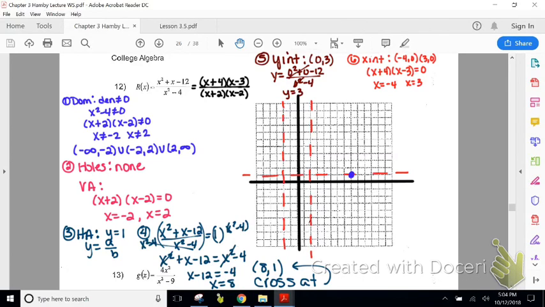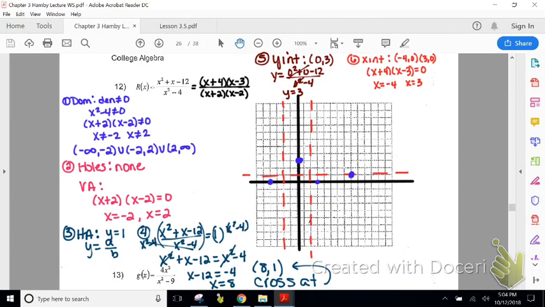What else? We have a y-intercept at 0, 3. That's a point on the graph, so I'll put it in blue. And then x-intercepts at -4 and +3. All right.